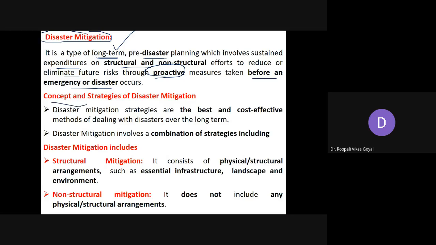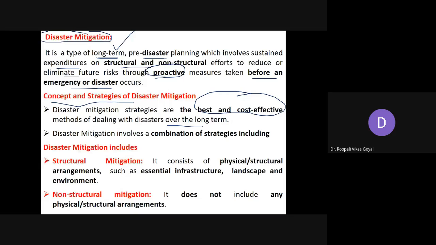In the concept and strategy of disaster mitigation, they are the best and cost effective methods of dealing with disaster over a long term, because it will be beneficial to any country or any state or any city on a long term basis. It's not a short term gain, like saying, okay, a disaster happened, we tackled it, and we provided relief and recovery to the people. That is okay. But if you are investing in such activities, then it is your long term measure, and that will reduce the risk of disaster.